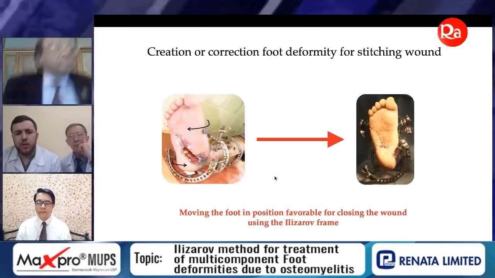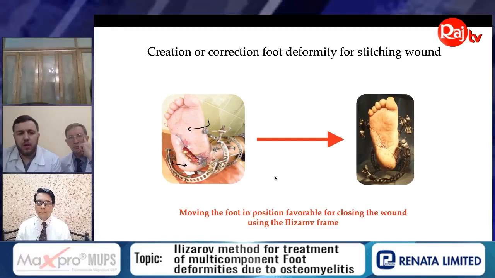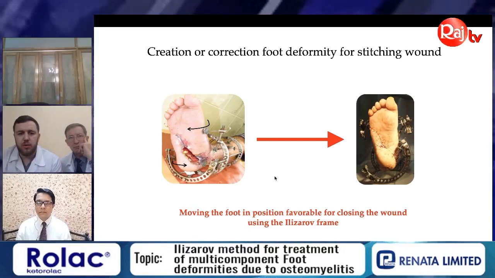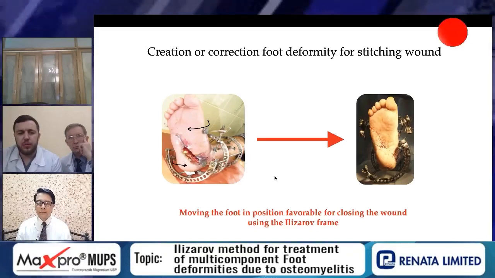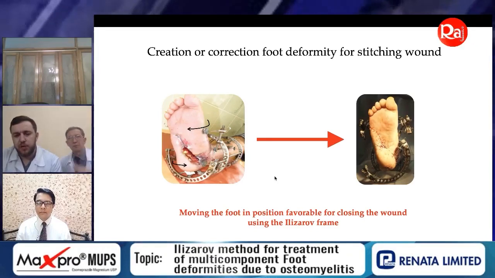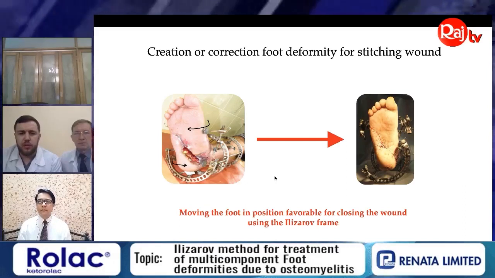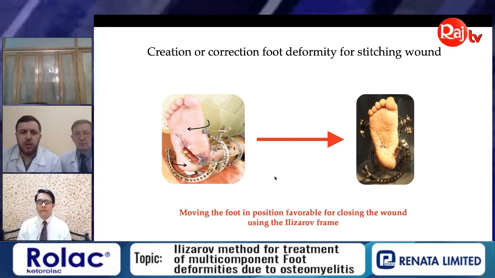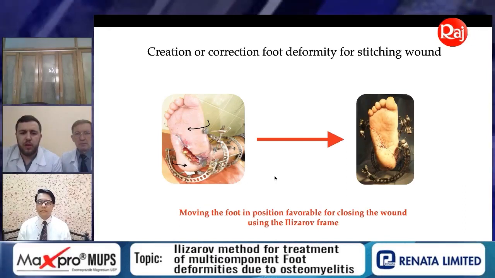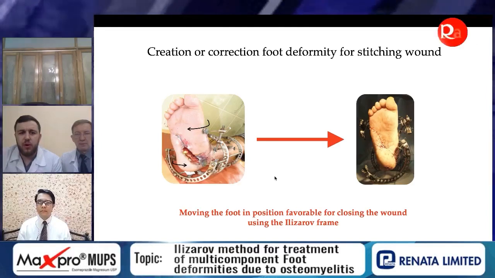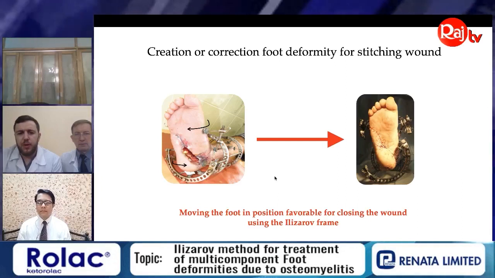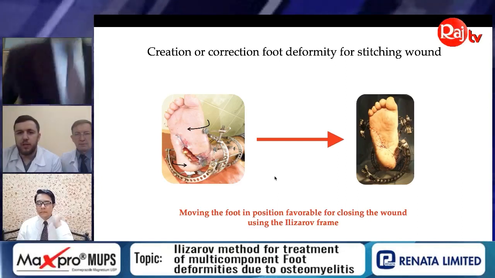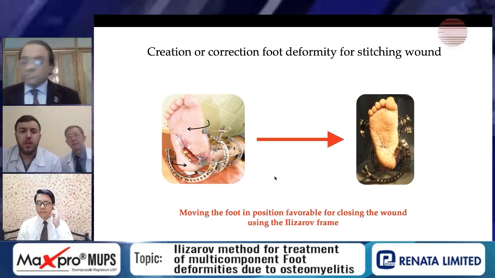So, correction of foot deformity. As you can see on left picture, when patient had ulceration, for stitching that wound, osteotomy of calcaneum was made for correction of deformity, and after correction of deformity, we can make simple stitching of wound.